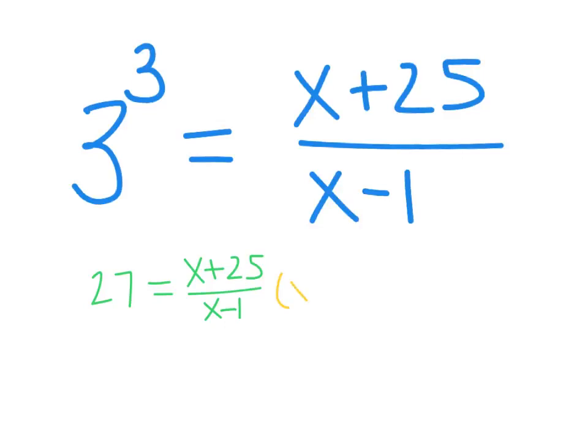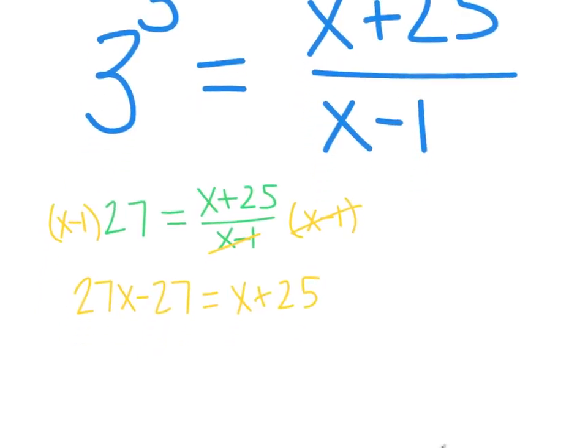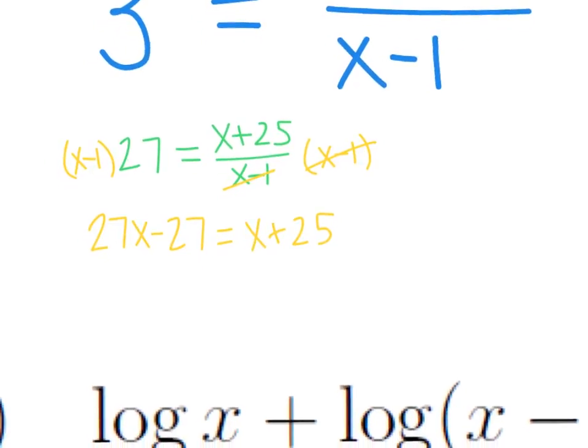Yes. If I multiply both sides by x minus 1, then the x minus 1 and the x minus 1 cancel. Because one time I'm dividing by x minus 1 and then I'm multiplying by x minus 1. And when you divide by something and then multiply by the same thing, they just cancel each other out. And then on the left side, what am I going to do? Distribute. So it'll be 27x, 27 equals x plus 25. Okay, not horrible. Getting better. What's next? You could subtract x.